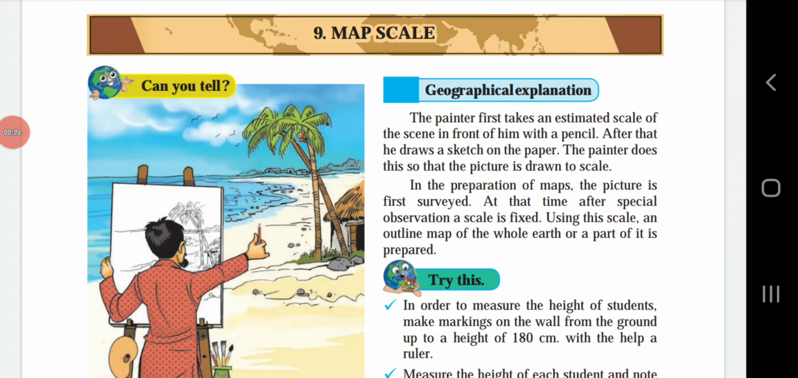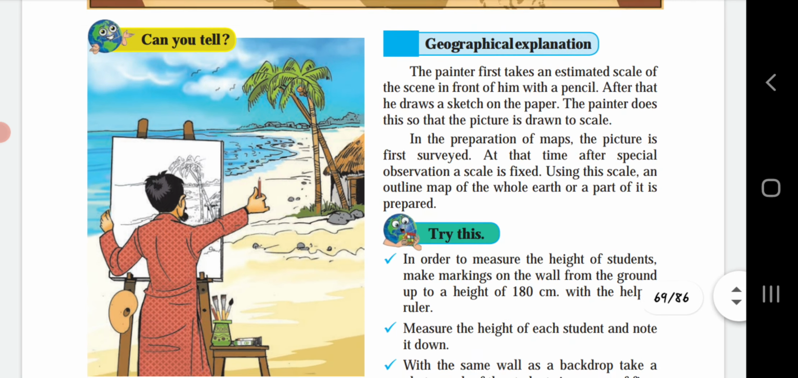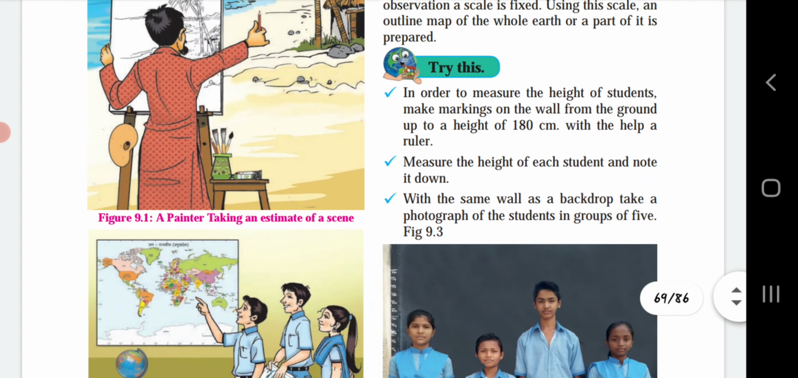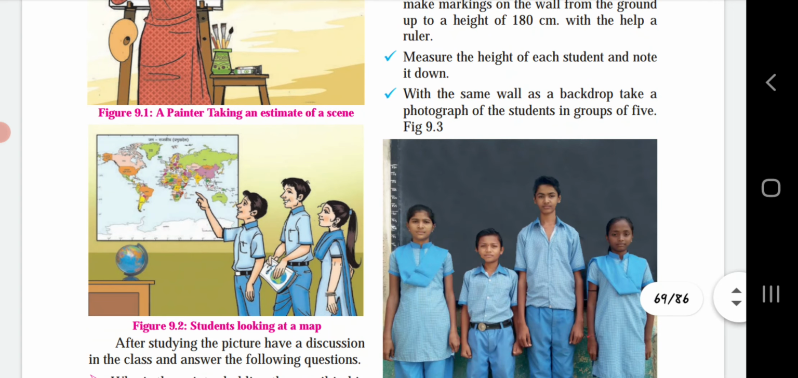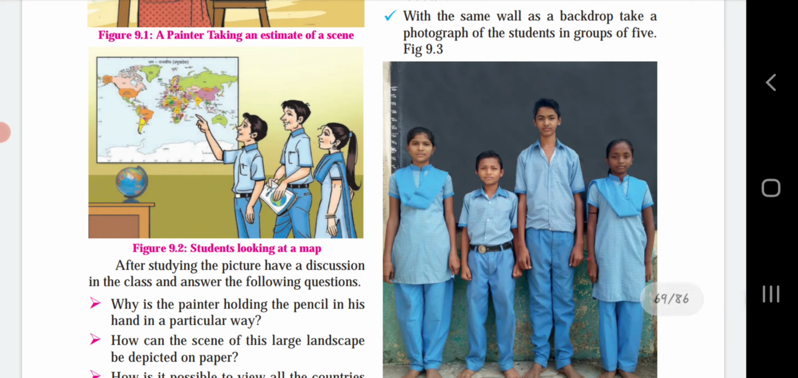Good morning, students. Today we are going to see Standard 8th, Chapter number 9, Geography, Map Scale. Figure 9.1, a painter taking an estimate of a scene. Figure 9.2, students looking at a map. After studying the pictures, have a discussion in the class and answer the following questions.